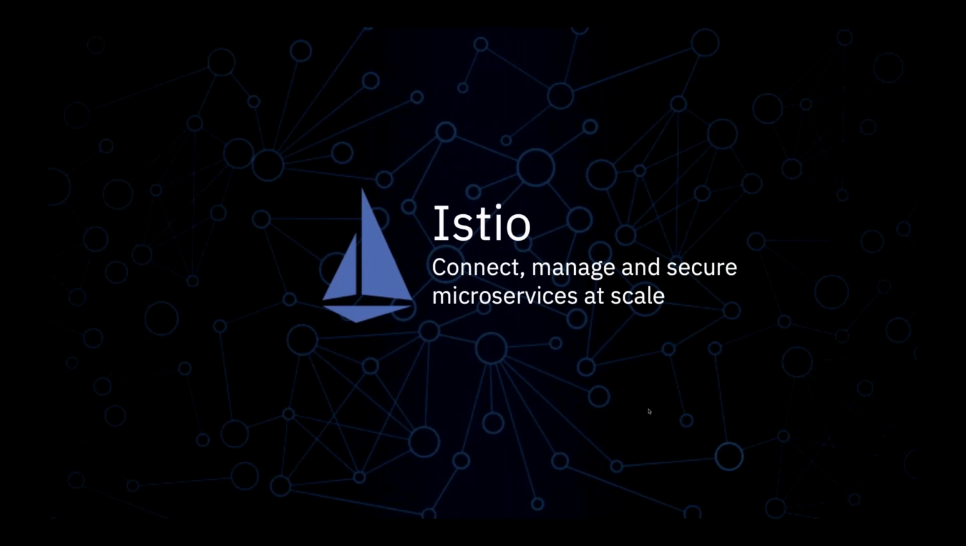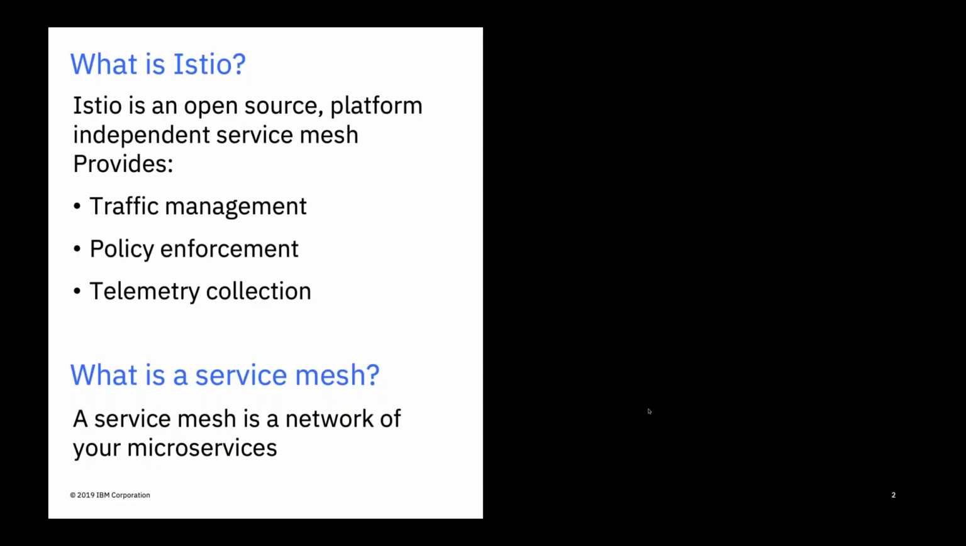So let's quickly address what Istio is for those who haven't heard about it or haven't looked at it. Essentially, Istio is an open source platform independent service mesh that provides traffic management, policy enforcement, and telemetry collection for your application that you are running in a service mesh.